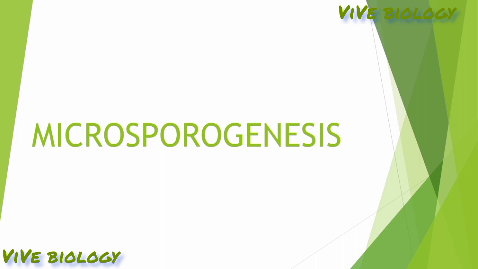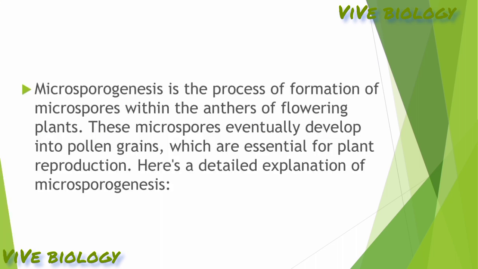Today, we're going to talk about a fascinating process in plants called microsporogenesis. It's like the way plants create tiny particles called pollen, which are crucial for making seeds and new plants. Imagine you have a flower. Inside that flower, there are special parts called anthers, which are like the flower's male organs.